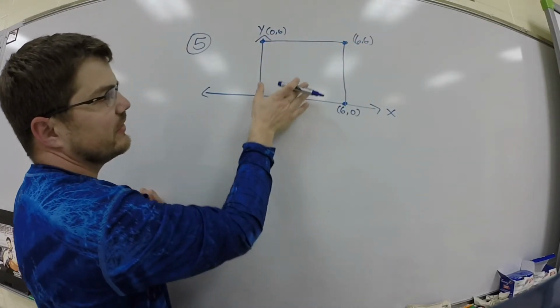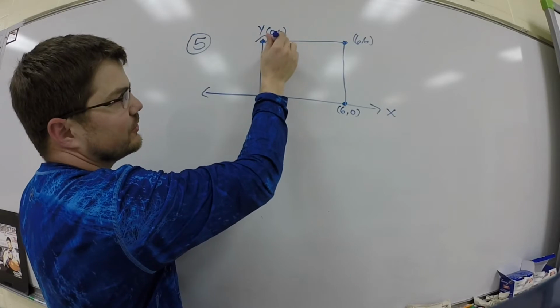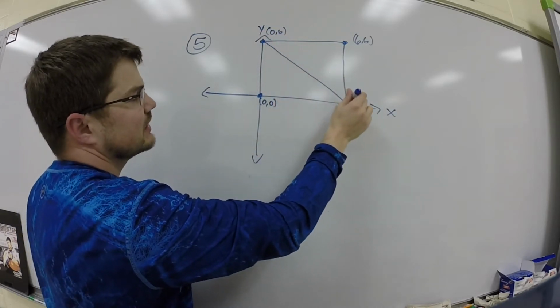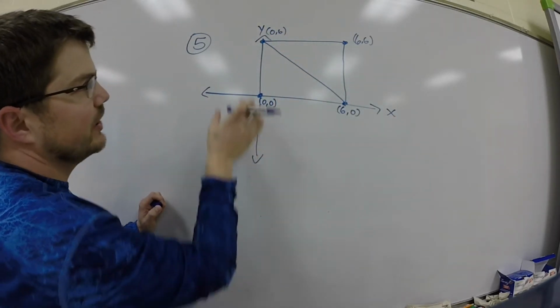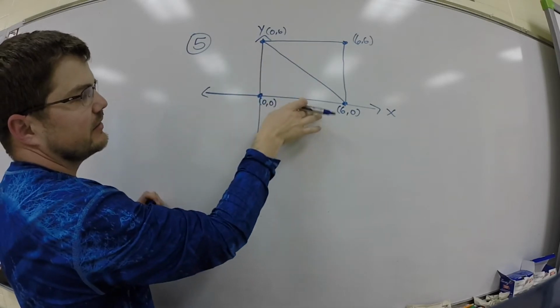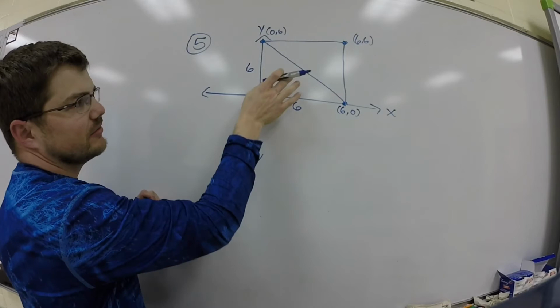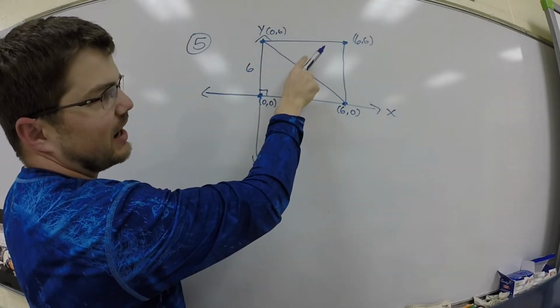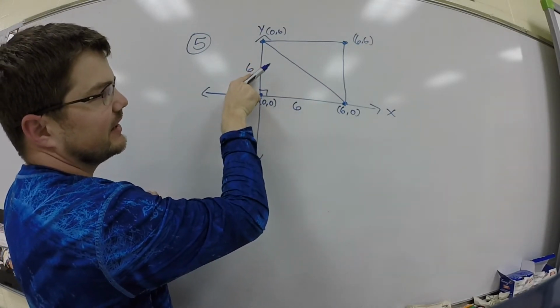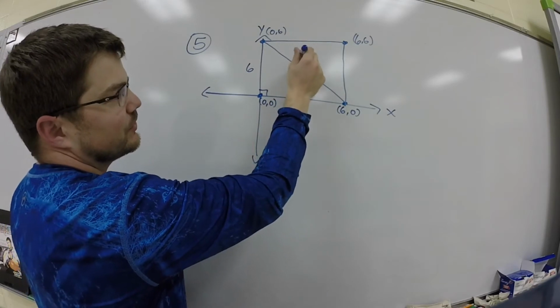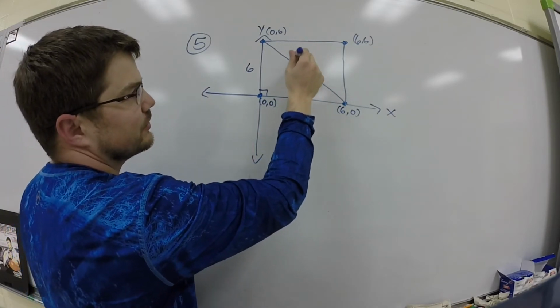And they want us to find the diagonal. Okay, so you have your side lengths. This is going to be 6, and this is going to be 6, and this is a 45, 45, 90. So my hypotenuse is my leg length times root 2, which would be 6 root 2.